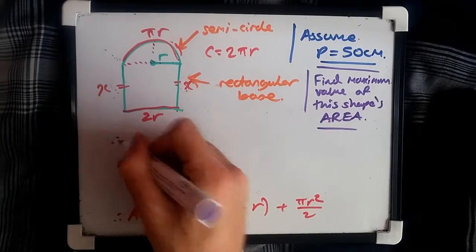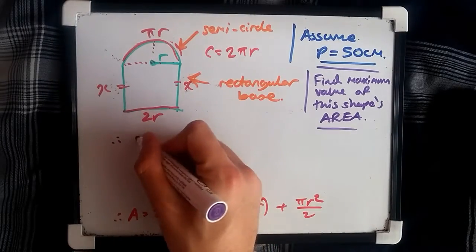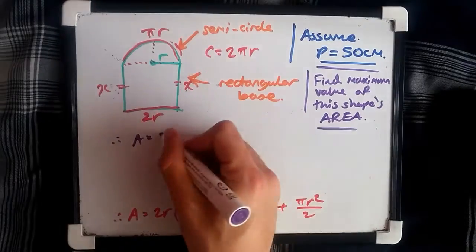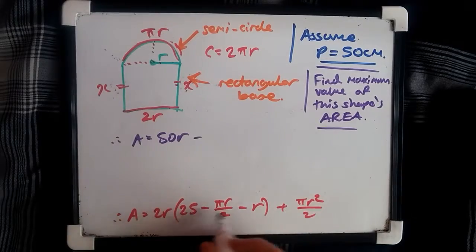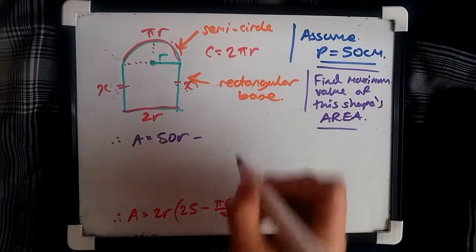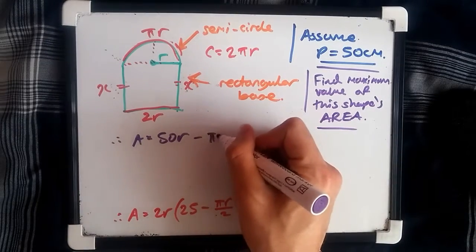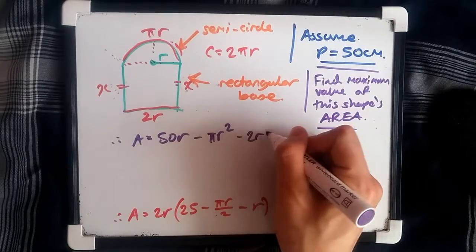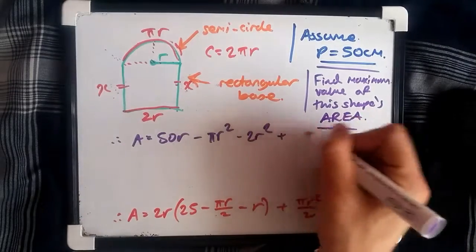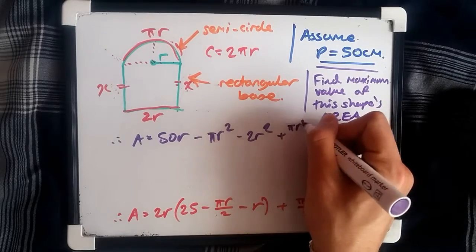So here we go. Let's try and expand it. We're going to get the area equals 2r times 25, which is 50r. Multiplying 2r times pi over 2 will give us, multiplying r to get r squared, the 2's cancel out, so we get minus pi r squared. Again, 2r times this is minus 2r squared. And then of course writing the rest of the things out.